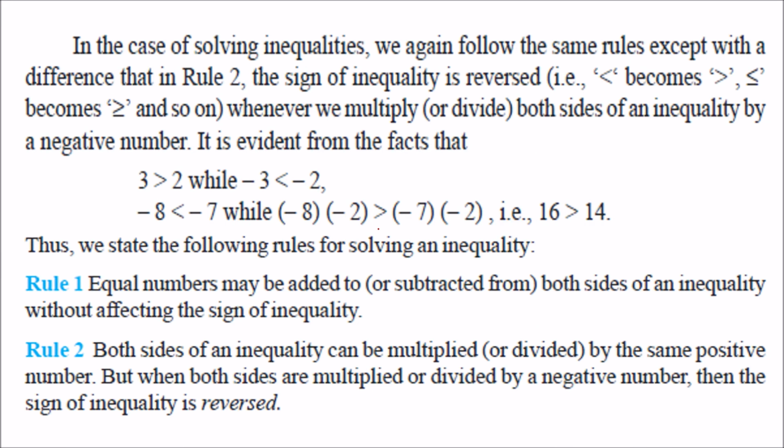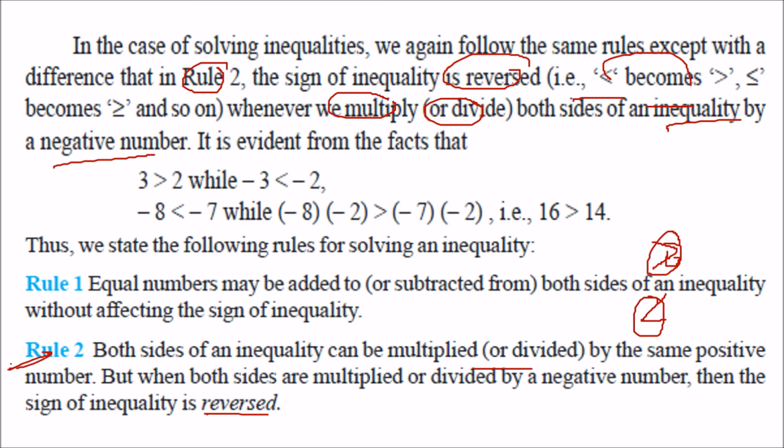The only thing which is going to be different is that when you multiply or divide by a negative number, you need to change the sign of the inequality. This is very important. Actually, the crux of this chapter is this only. When you multiply or divide both sides by a negative number, you have to reverse the inequality. This is rule 2: the sign of the inequality is reversed, less than to greater than, and likewise. Other things you are well aware of.